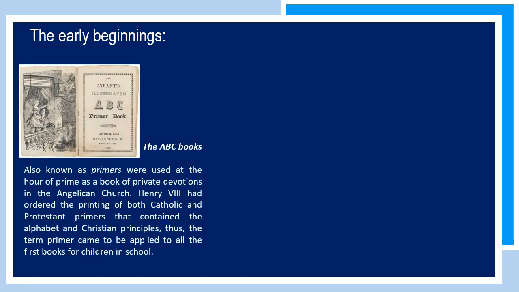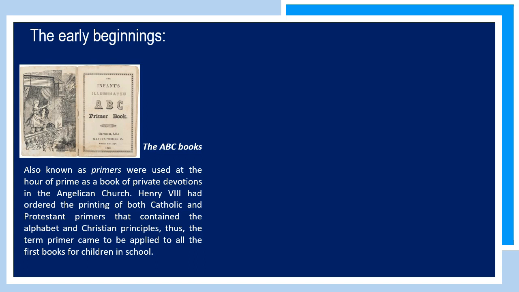Okay, so some of the tools or printed materials provided during these times are the ABC books. The first one is the ABC books, then we have the horn books and the chapbooks. So let us have first the ABC books. It is also known as the primers, which were used at the hour of prime as a book of private devotions in the Anglican Church.